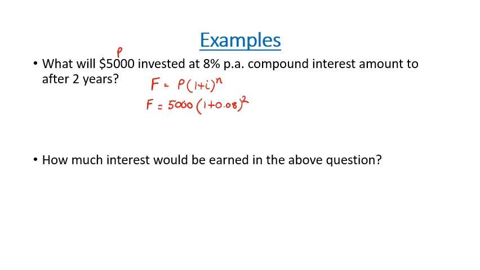Now if we put that into our calculator, we're going to work out that our final value is going to be $5,832. Now, the second part of this question says, how much interest would be earned in the above question? Now remember that our interest is actually our final value minus the value we started with. So this becomes 5,832 minus $5,000, which is obviously going to give us an interest of $832.